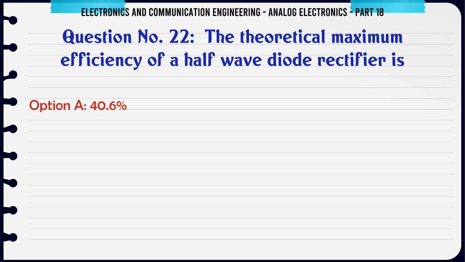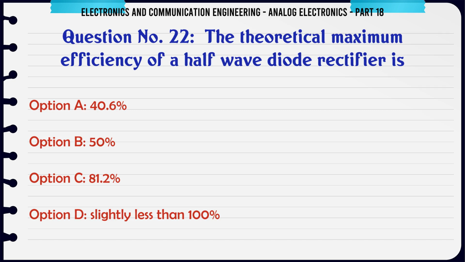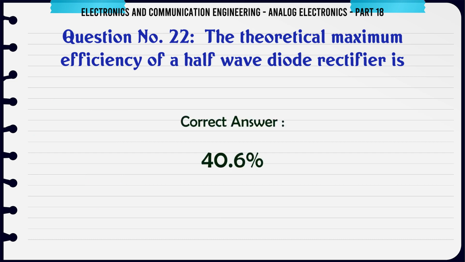The theoretical maximum efficiency of a half-wave diode rectifier is A. 40.6%, B. 50%, C. 81.2%, D. slightly less than 100%. The correct answer is 40.6%.